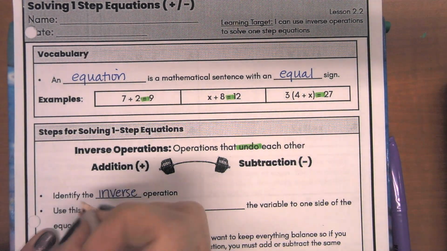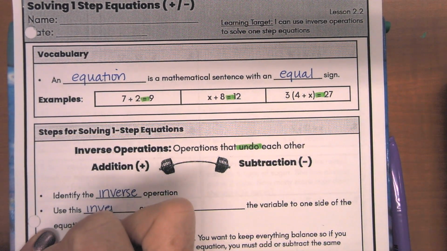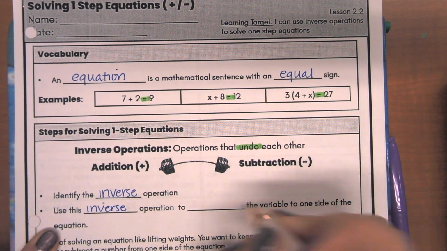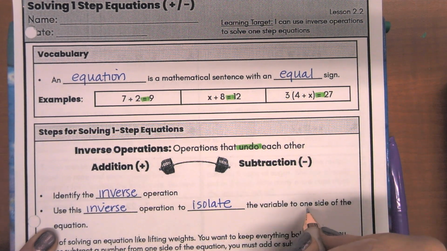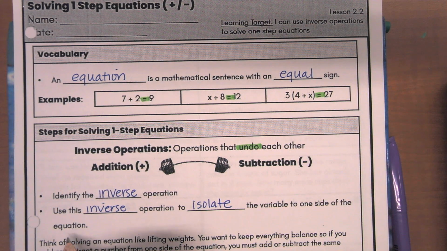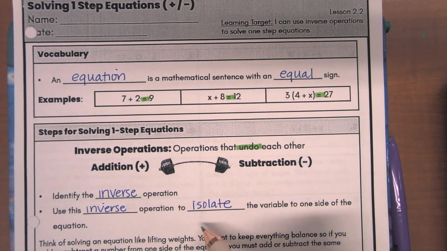Then we're going to use this inverse operation to isolate the variable to one side of the equation. Remember, our goal is to get the variable all by itself on one side of the equation.